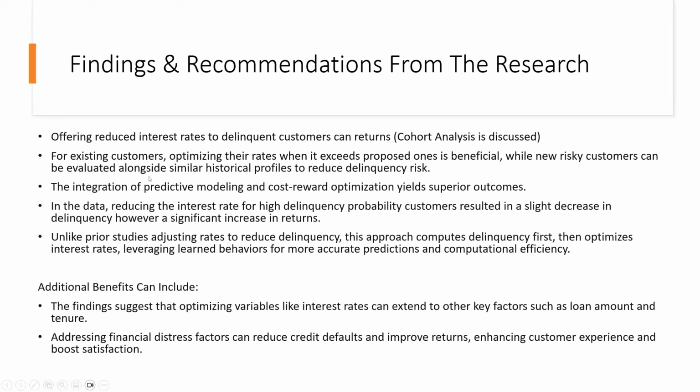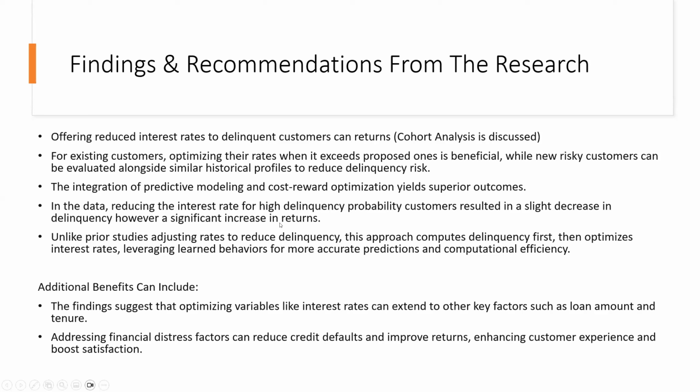For existing customers, optimizing their rates when they exceed the proposed ones is beneficial, while new risky customers can be evaluated along similar historical profiles to reduce delinquency risk, right? So this is beneficial for both existing customers and new customers as well, and holistically the bank. The integration of predictive modeling and cost reward optimization does yield superior outcomes. And again, I did a calculation matrix that shows potentially the amount a bank or financial institution employing cost reward optimization can yield.